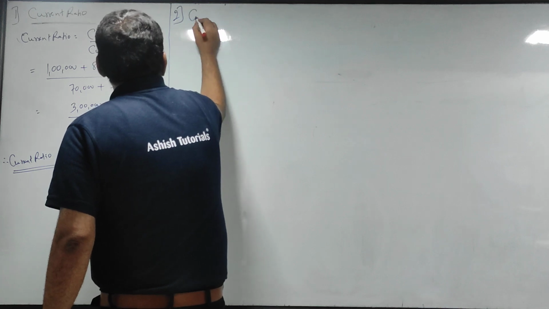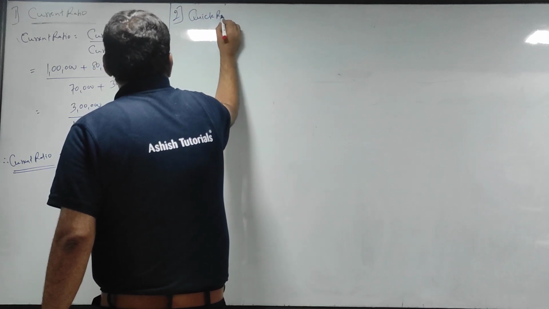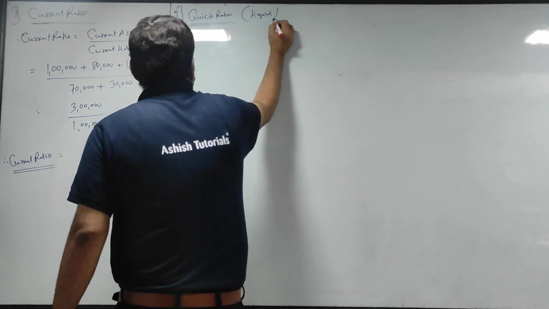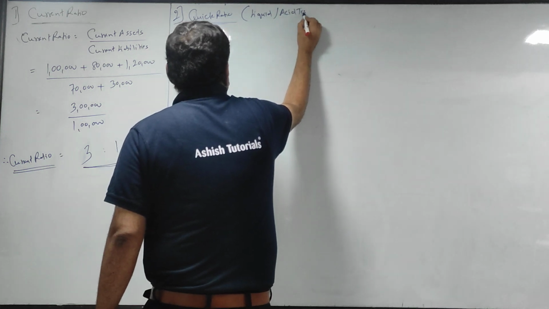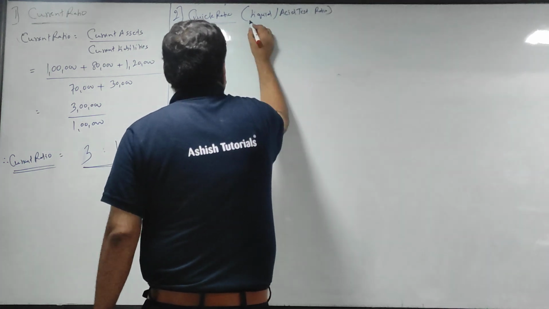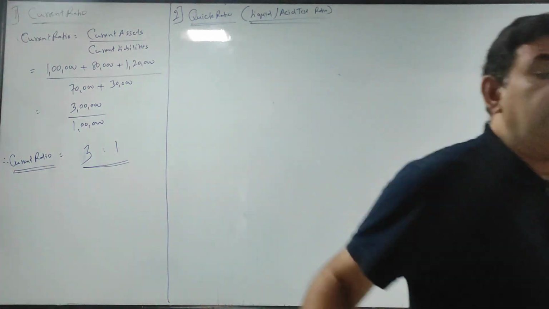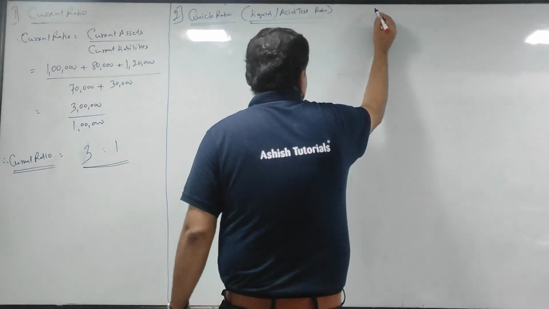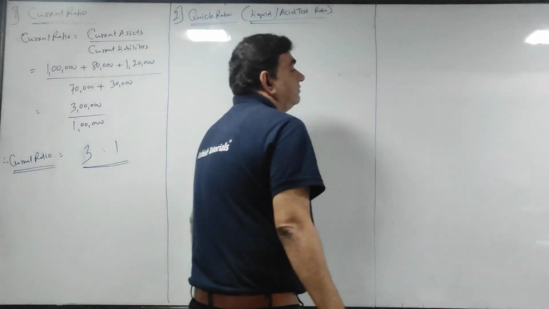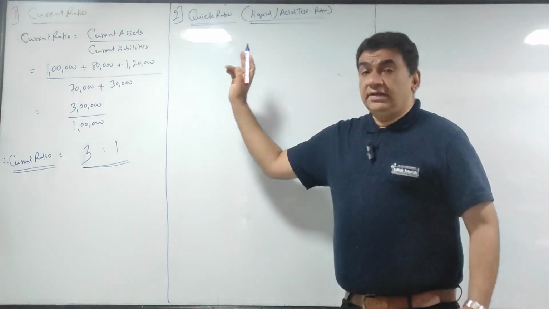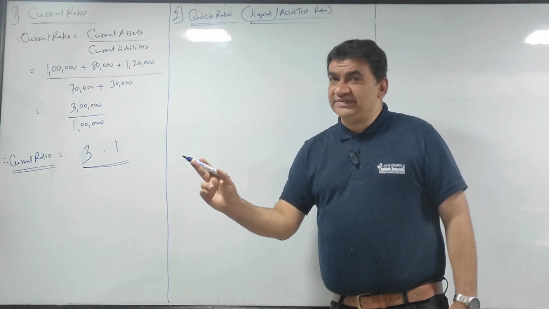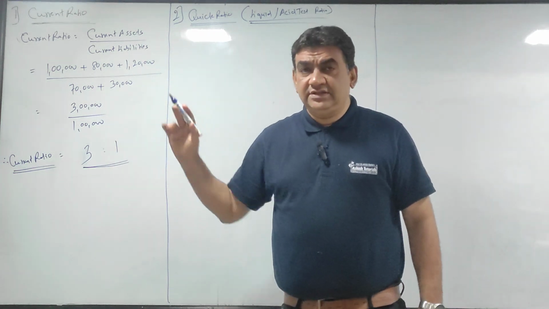Now we take the second ratio, which we call it as quick ratio. Quick ratio is also called as liquid or acid test ratio. Got it, guys? Now listen. What do you mean by quick ratio? Current ratio is used for judging the short-term financial position. Quick ratio is immediate. Short-term immediate.